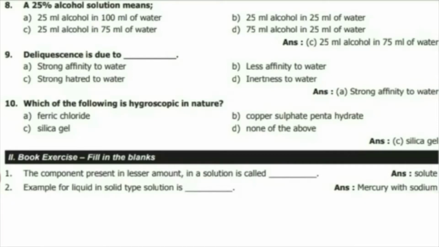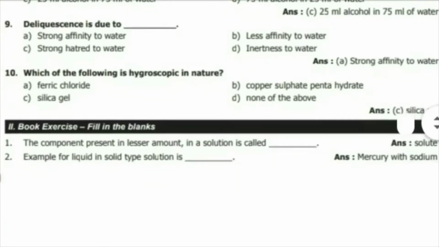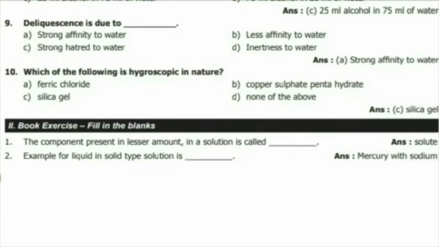Next, 10th one, which of the following is hygroscopic in nature? Dash. The answer is C. Silica gel. Choose the correct answer is over. Next, we'll see Roman letter 2, filling the blanks.